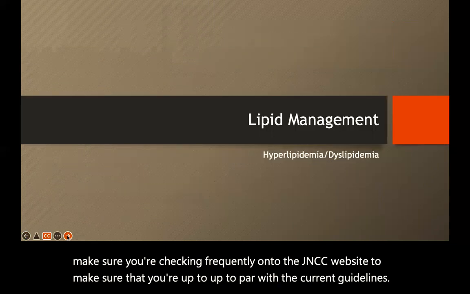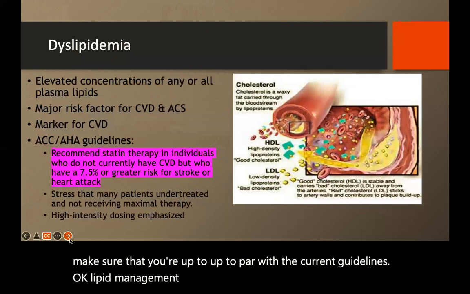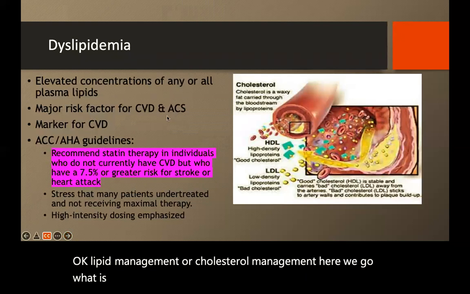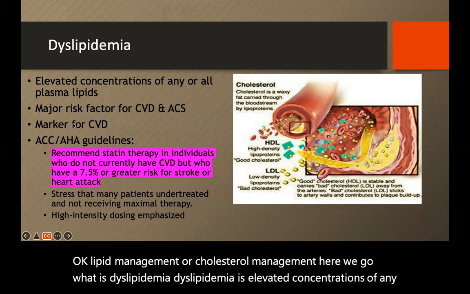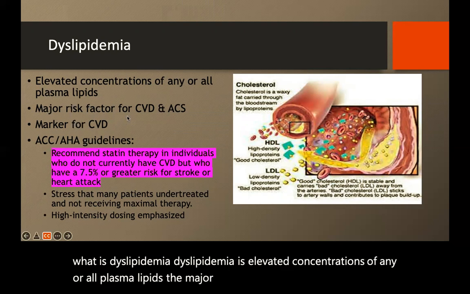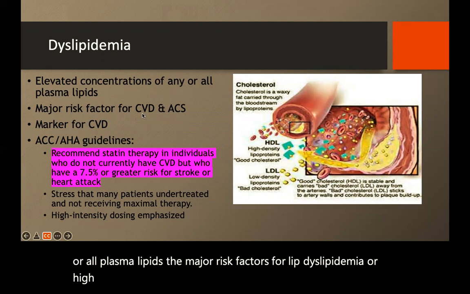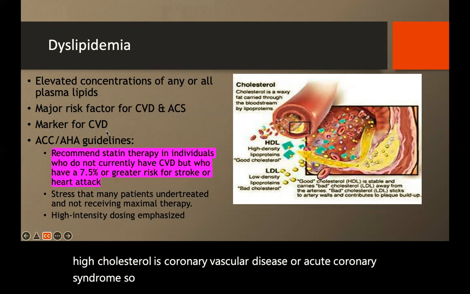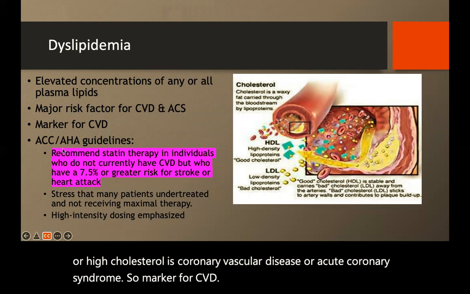Okay, lipid management or cholesterol management. Here we go. What is dyslipidemia? Dyslipidemia is elevated concentrations of any or all plasma lipids. The major risk factors for dyslipidemia or high cholesterol is coronary vascular disease or acute coronary syndrome. So marker for CVD. We want to make sure, again, we're following the guidelines.